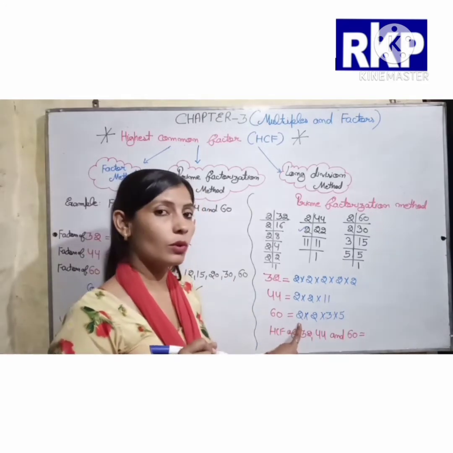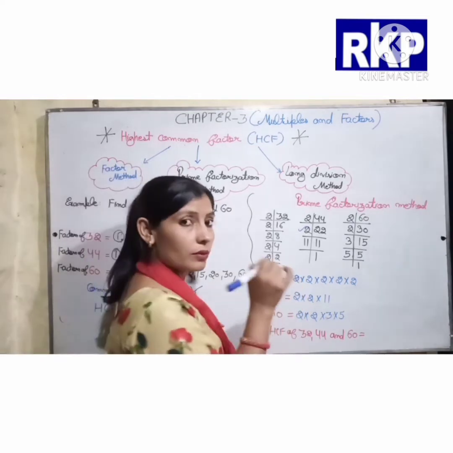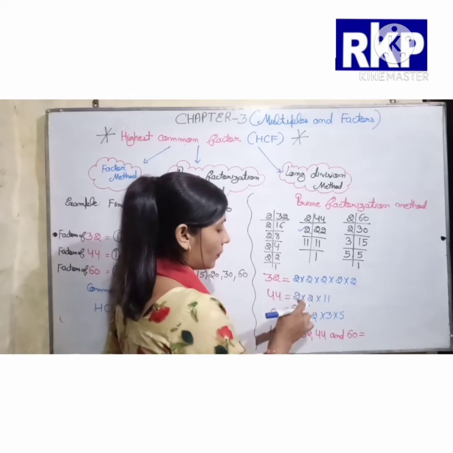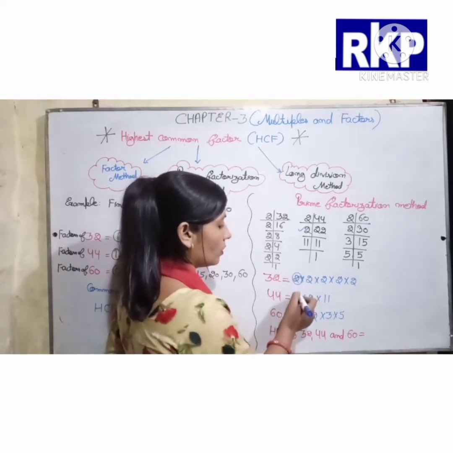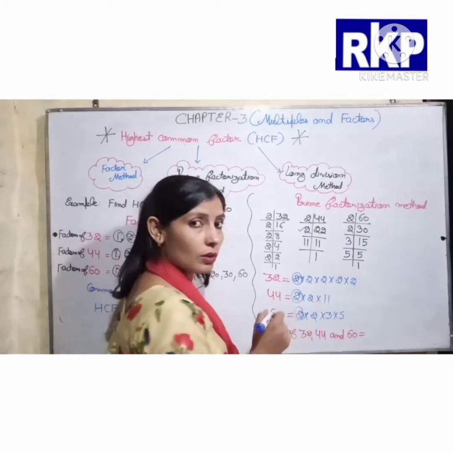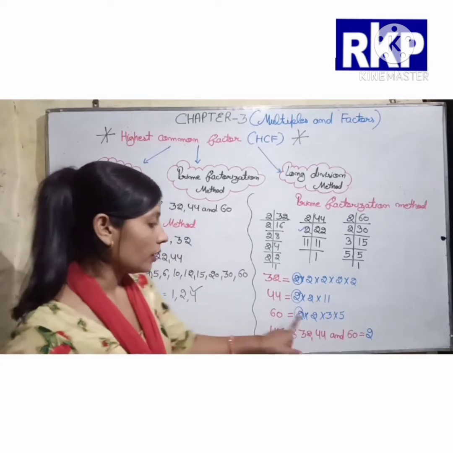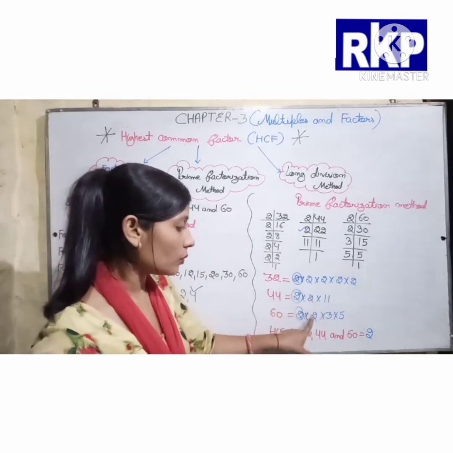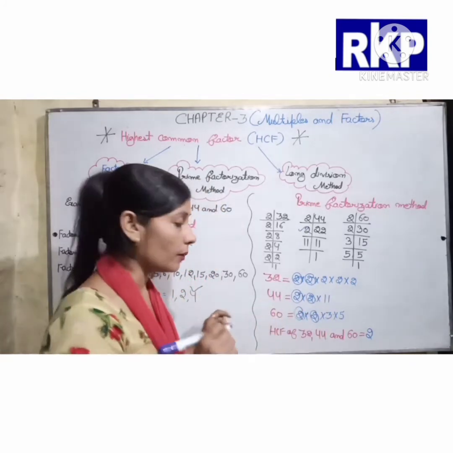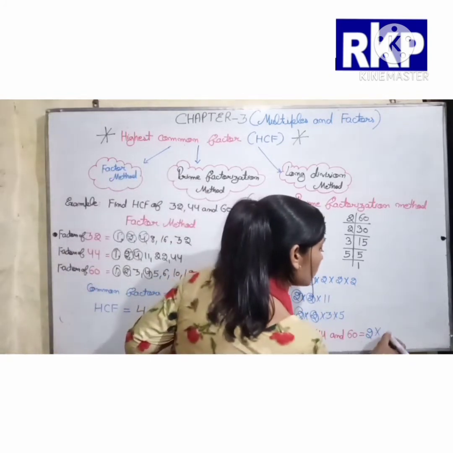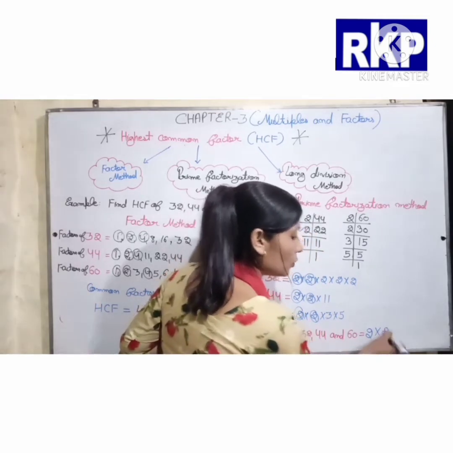In this also we have to check common numbers, common factors. So here beta, here we have 2, here 2, here 2. So 2 is common. So here we have to write 2. Now again we have 2 here, here and here also. So here also we have to write 2, but 2 multiply with 2.